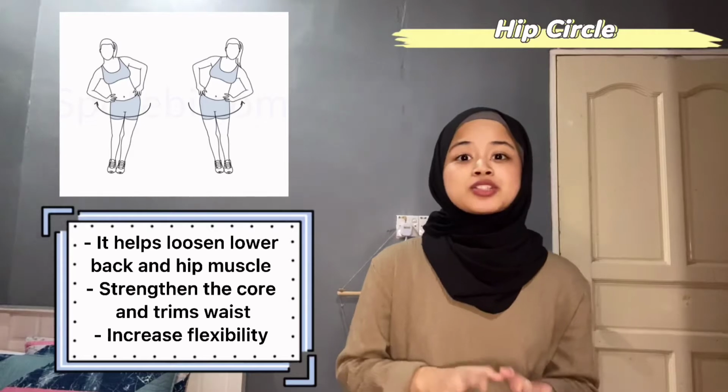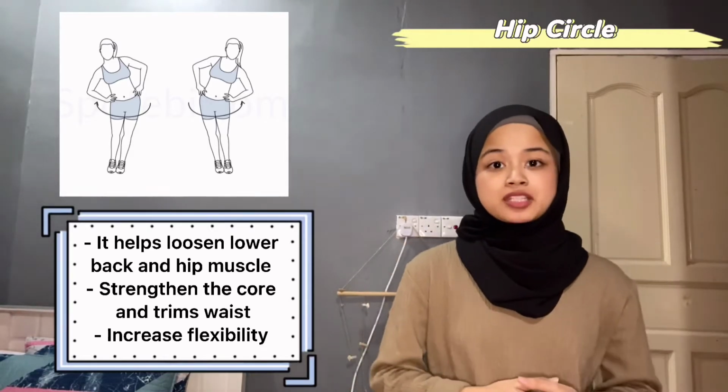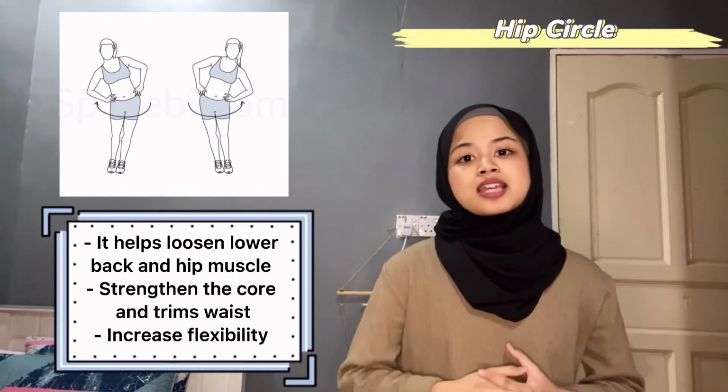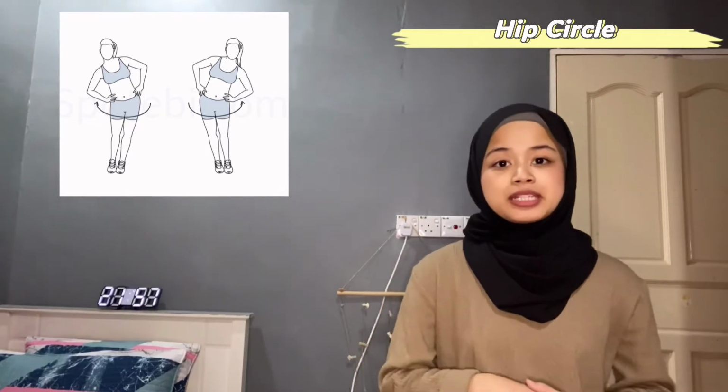Now let's move on to the hip circle. It helps loosen the lower back and hip muscle, strengthen the core and trim the waist. This exercise also can increase your flexibility. Keep your body relaxed and face forward. Engage your core muscle and breathe deeply, maintaining a steady rhythm. Start with a small circle, then increase the diameter over time.